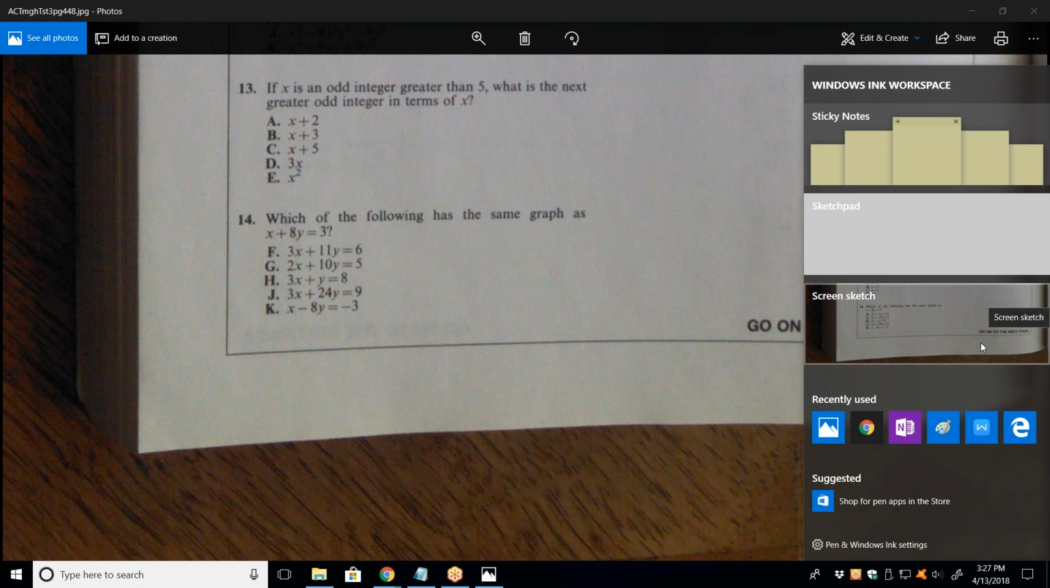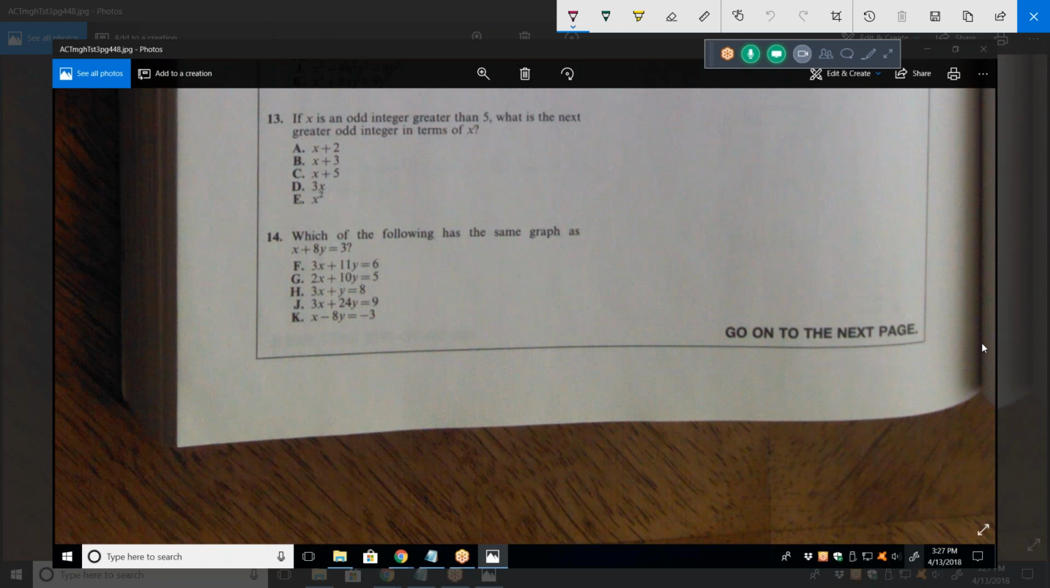Number 14. What are they really saying? Which of the following has the same graph? It means like the same slope? Which function is the same, right? Got to be exactly the same. Well, it's got to be a manipulation of this. Well, that certainly isn't it. X minus 8y is not x plus 8y. So you can eliminate that one.